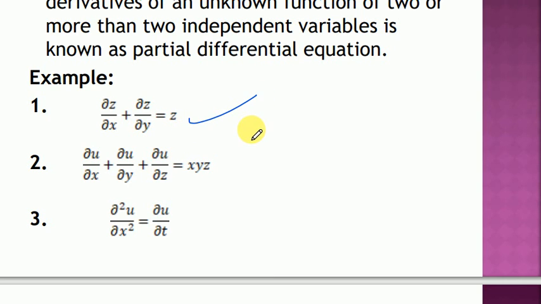In the first example, z is the dependent variable and x and y are the independent variables. Similarly, in the second, u is the dependent variable and x, y, z are the independent variables, and del u over del x, del u over del y and del u over del z are the partial derivatives. And in the third one, u is the dependent variable and x and t are the independent variables.